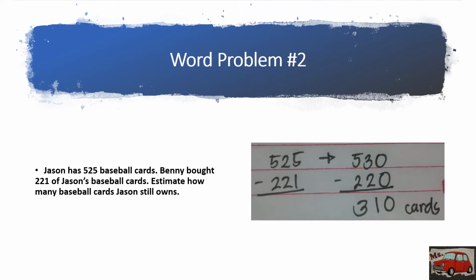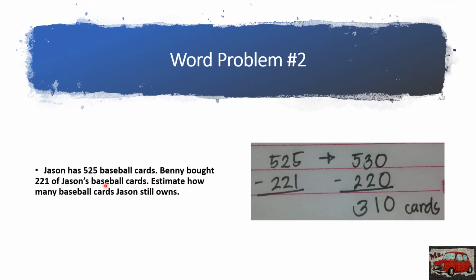Jason has 525 baseball cards. Benny bought 221 of Jason's baseball cards. Estimate how many baseball cards Jason still owns. Okay, so hanapin natin kung ilan na lang daw yung baseball cards ni Jason. Alright? So first, Jason has 525 baseball cards. And then, 221 of Jason's baseball cards binili ni Benny.